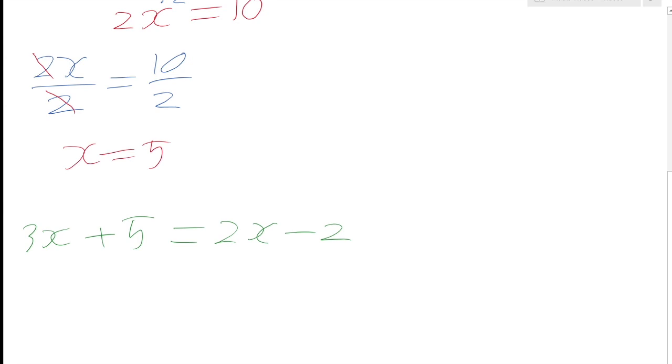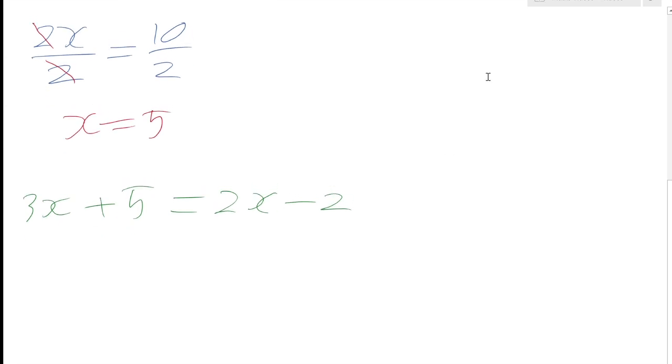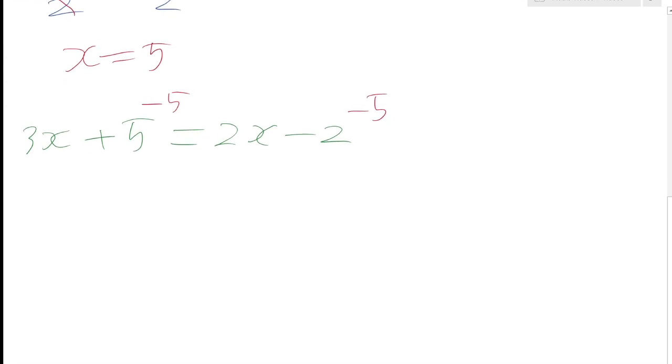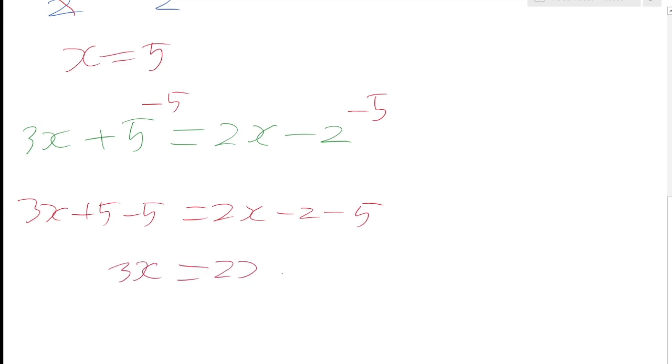So what do we do here? Well, for a start, I know I want to get all of my numbers onto one side, so I might choose to subtract 5 from both sides. I'll explain why I'm subtracting 5 rather than adding 2 in just a second. So we get 3x plus 5 minus 5 equals 2x minus 2 minus 5. The plus 5 minus 5 cancels and we get 3x equals 2x minus 7.